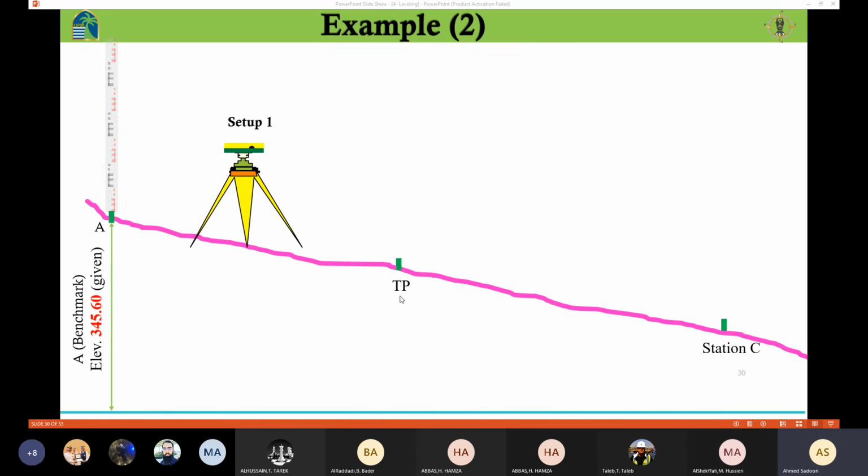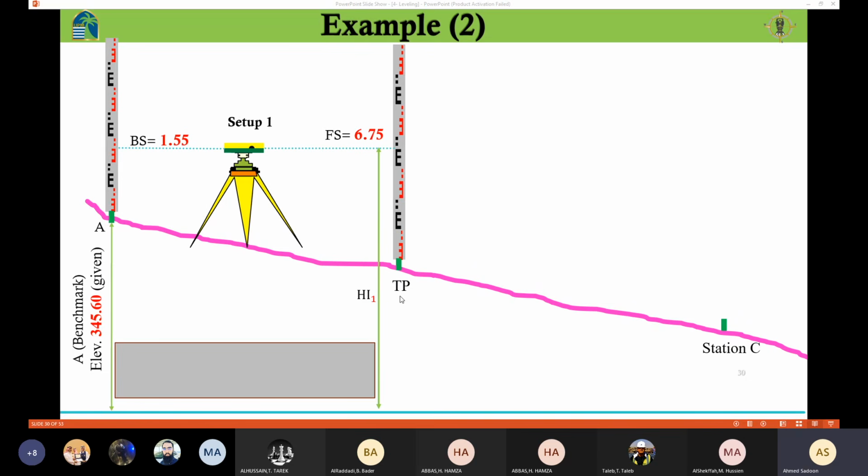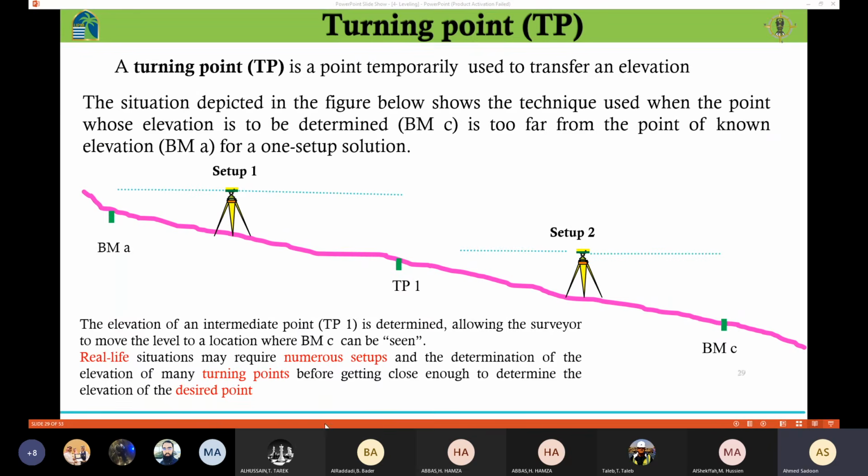So here, in this example, we use a turning point. So I'm going to have 2 setups so that I will be able to reach the station C. And in this case, I'm going to do the height of an instrument method 2 times. I'm going to apply it here, and then I'm going to apply it there. So we are running out of time. I'm going to stop here so that if you have questions that need to be answered, I'm here to answer.